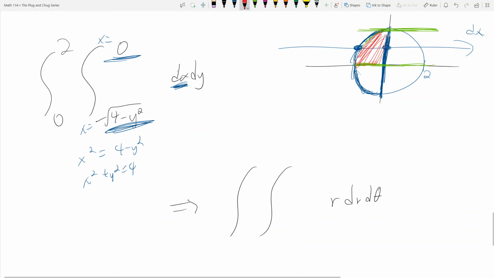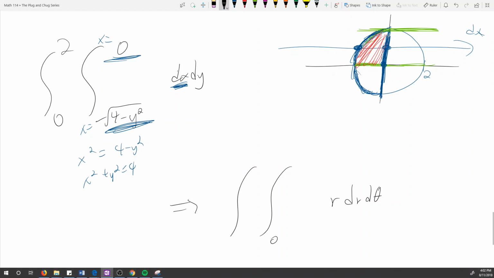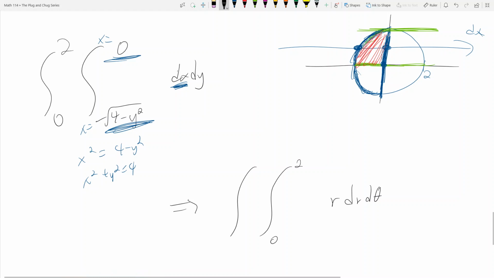What is r? Well, I'm always going to be going from the origin to a point on the circle. The origin is always 0, and everywhere on the circle is equidistant from the origin, which in our case, this circle is radius 2, since here that's 2, and this equation tells us it's a circle of radius 2.